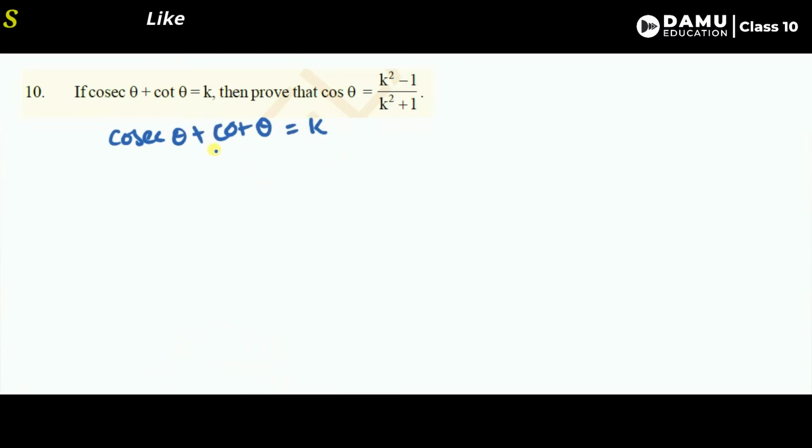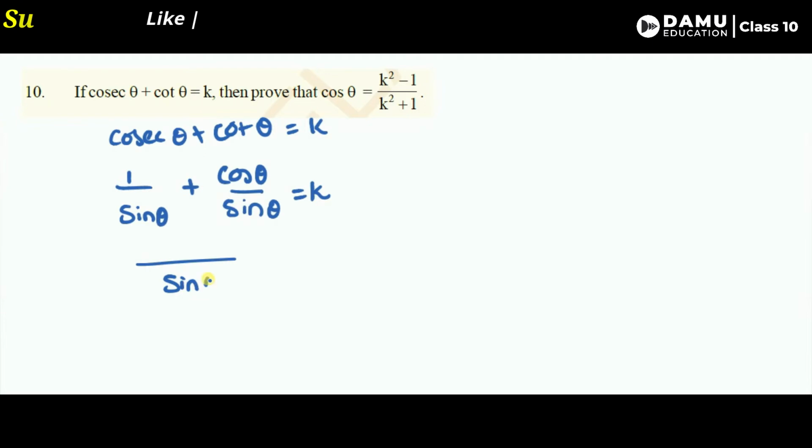So let's take this as it is and extend it in the normal format. Cosecant theta you can write in the format of 1 by sine theta, plus cot theta will be cos theta by sine theta. That will be equal to k. So let's take the LCM. What we will get here is sine theta in the denominator, and 1 plus cos theta in the numerator, equal to k. Then you can write 1 plus cos theta by sine theta equal to k.